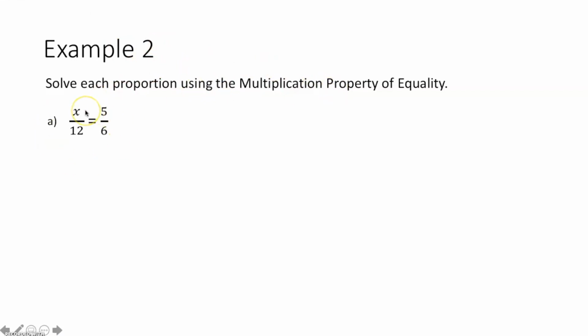So here we have our proportion. Now it says using the multiplication property of equality. So that's one of the ways to solve a proportion. Now when you see this, it's basically just asking you to solve it like you normally would. We simplify, move, solve. So step 1, can we simplify either side?